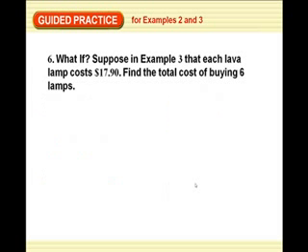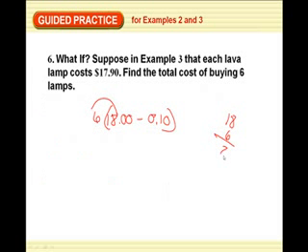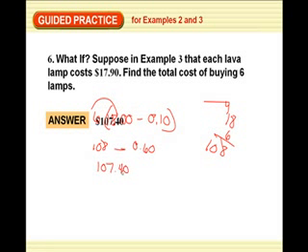What if, suppose in example 3 that each lava lamp costs $17.90. Find the total cost of buying 6. Okay, so $17.90, that's the same as like, how about $18 minus 10 cents? And you're buying 6 of them. So 6 times 18 would be 108. 6 times 10 cents is 60 cents, so $107.40. There we go.